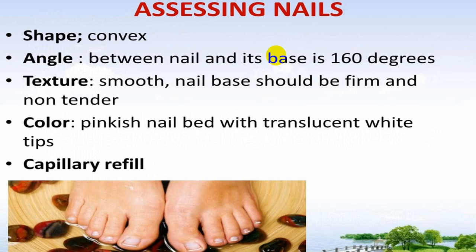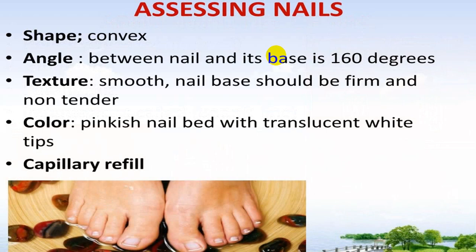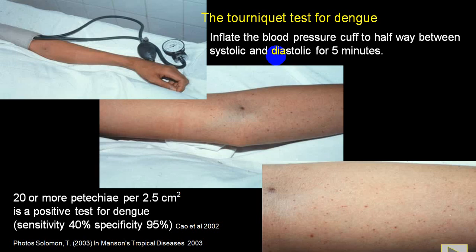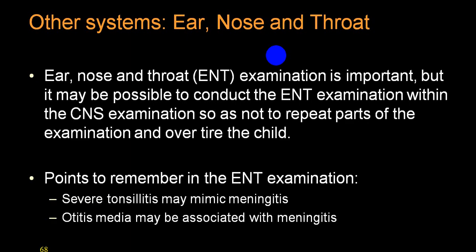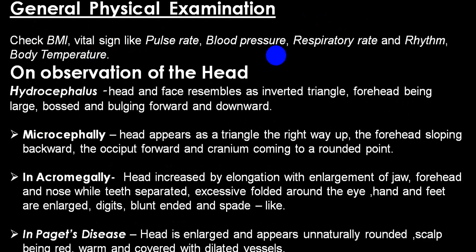Nail examination also sometimes becomes useful. So all this should be done. Koilonychia, clubbing, paronychia, then shapes, angle, color, capillary refilling time, all these minor things. Look for the tourniquet test that will produce bleeding, then ear, nose, throat examination, head and face examination.